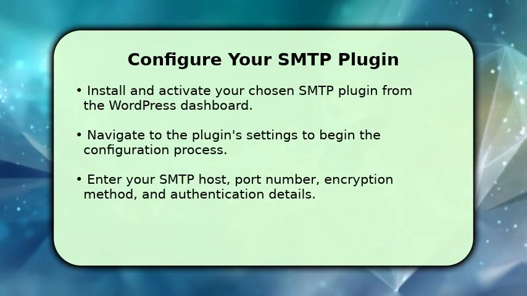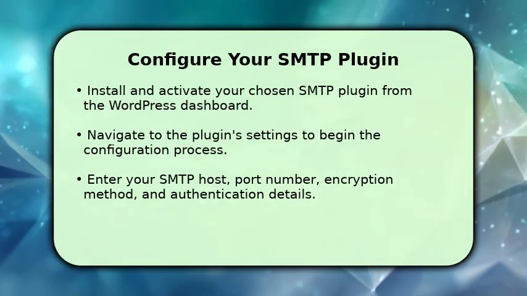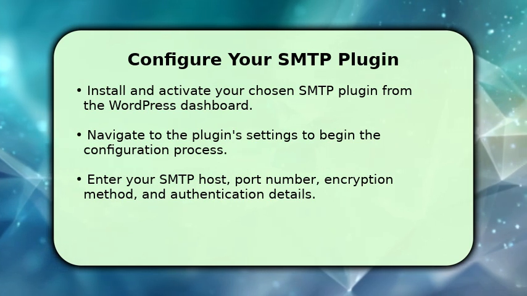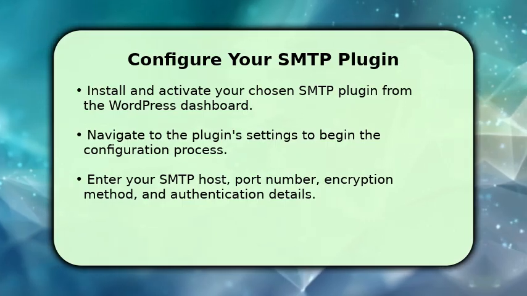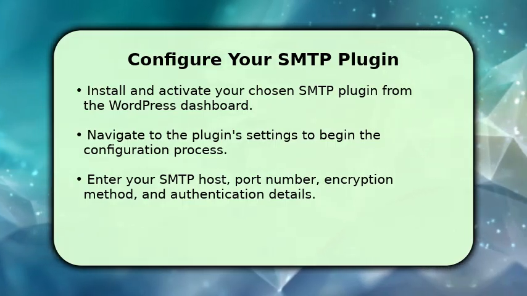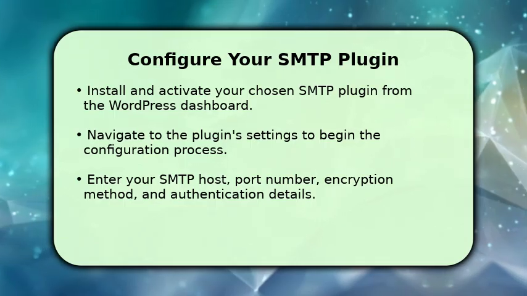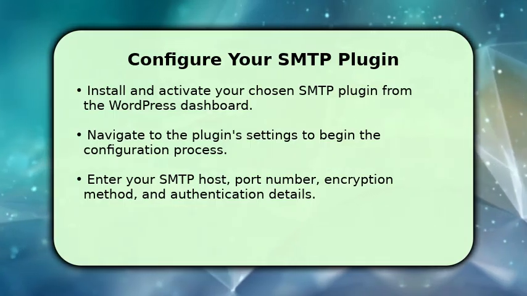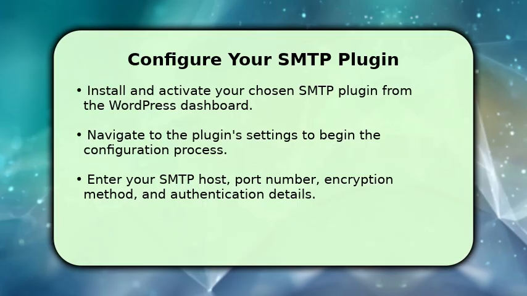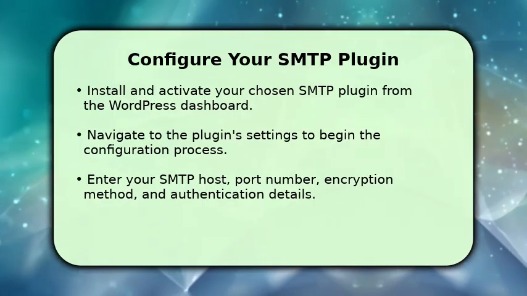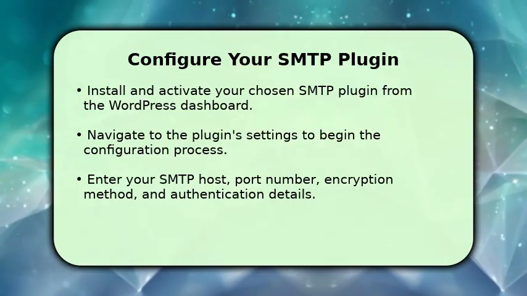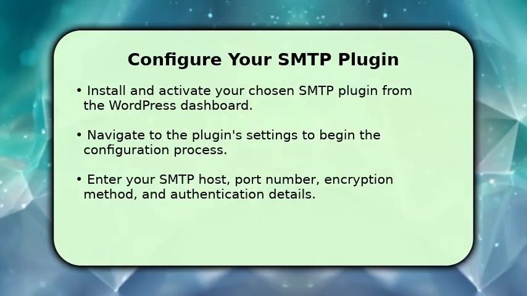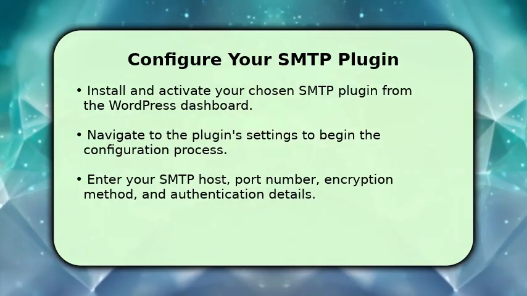Once you have installed and activated your preferred SMTP plugin, navigate to its settings page within your WordPress dashboard. Here, you will input crucial details from your email service provider. This includes the SMTP host, typically a domain name, and the port number, often 465 or 587. Remember to use an application-specific password for authentication, not your main email password, for enhanced security.